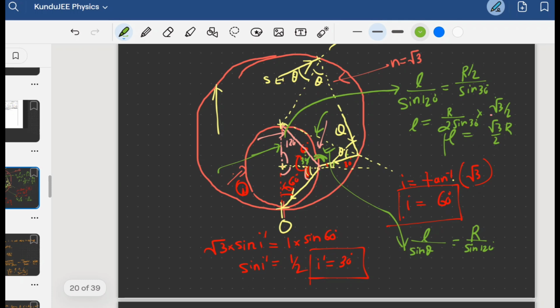So L I have already got, that is root 3r by 2 sine theta. I am getting ultimately r by root 3 by 2. So the value of sine theta I am getting from here, I am getting value of sine theta to be root 3 by 2 into root 3 by 2, that is 3 by 4. And that is our answer. That is 3 by 4 or 0.75 is our answer.